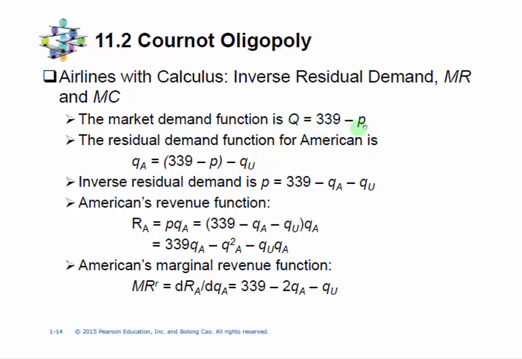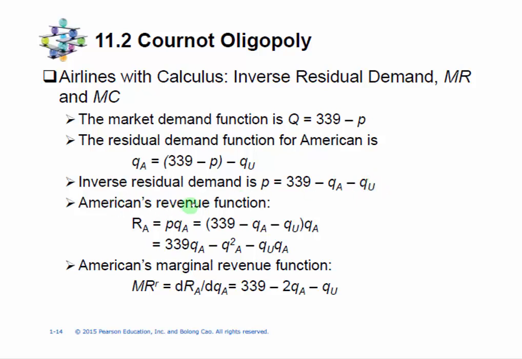We have the market demand function capital Q equal to 339 minus P. Then the residual demand function for American is QA equal to 339 minus P minus QU. So the inverse residual demand is P equal to 339 minus QU minus QA. This is the price American Airlines faces if QU is assumed to be a certain quantity.